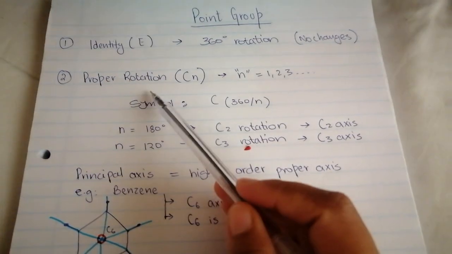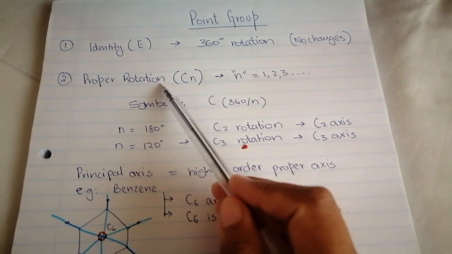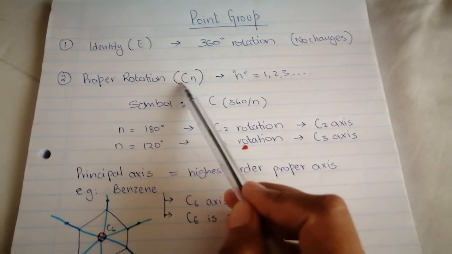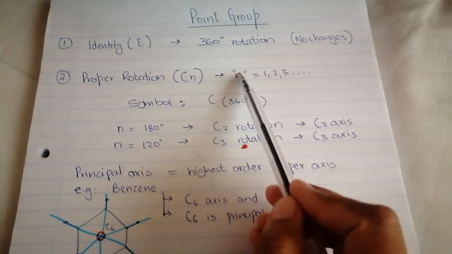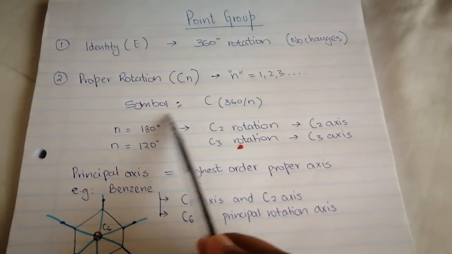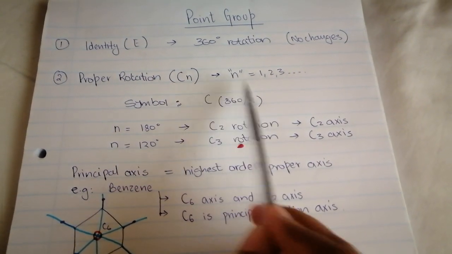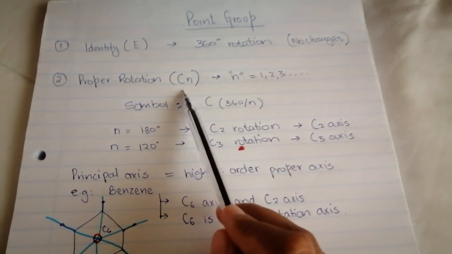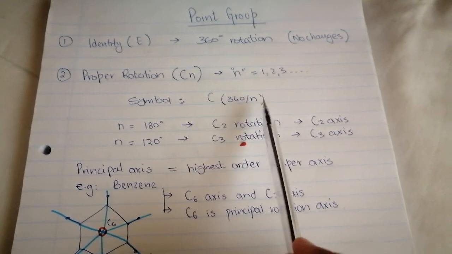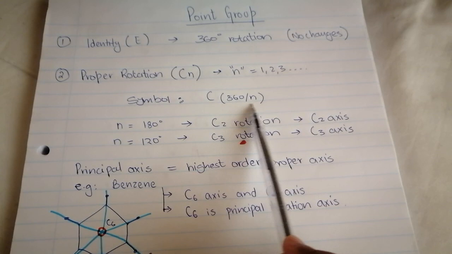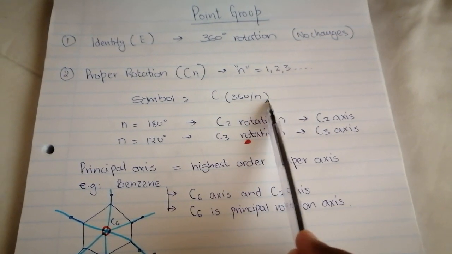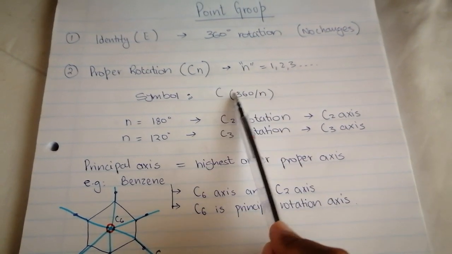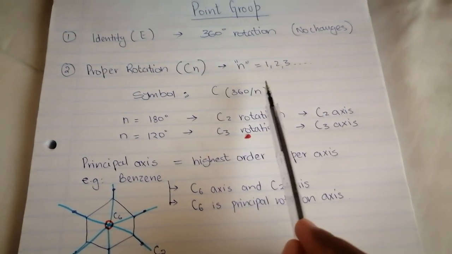Second type of symmetry element is proper rotation. Proper rotation is given the symbol Cn, where n can be any number. How do you find n? n is equal to 360 over the angle. So to find n, we're going to divide 360 by the angle. So however much the molecule is rotated, we divide 360 by that angle to find n.